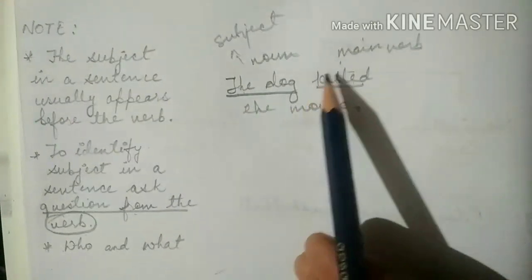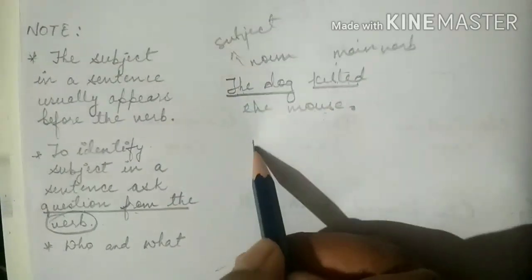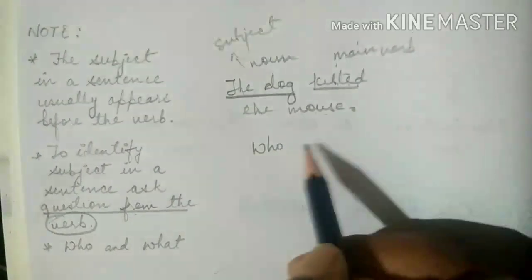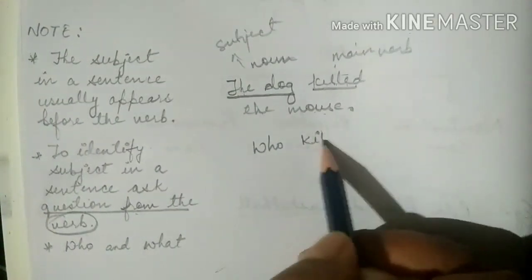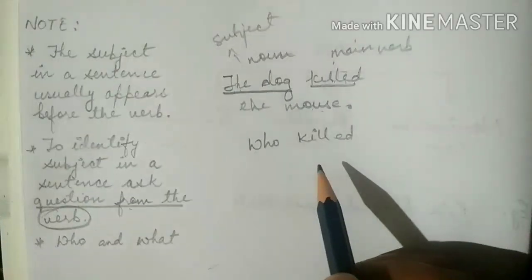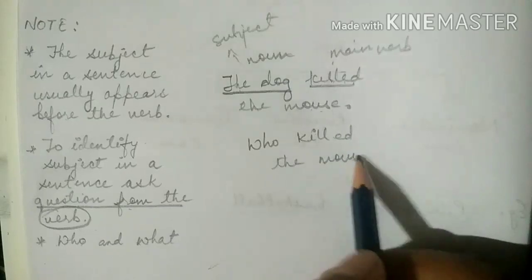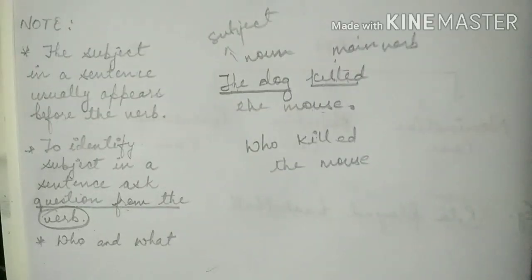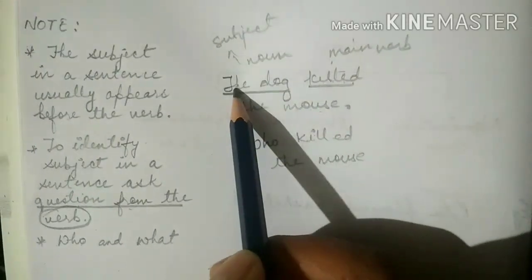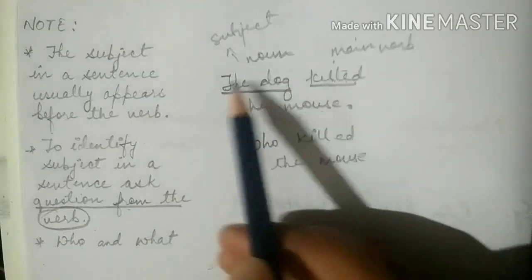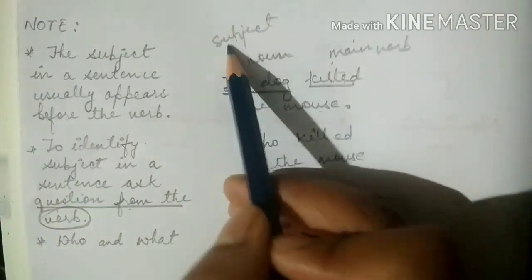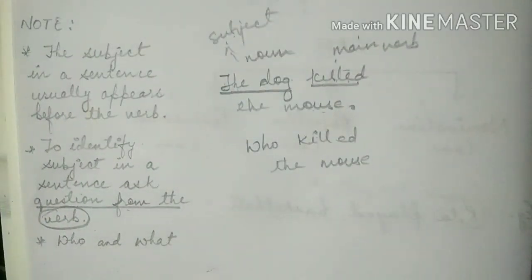For example, who killed the mouse? This is the main verb, so we are asking the question from the verb. Who killed the mouse? So what is the answer that is coming? The dog. So this, the dog, will be the subject. Right? I hope you're clear with the nominative case.